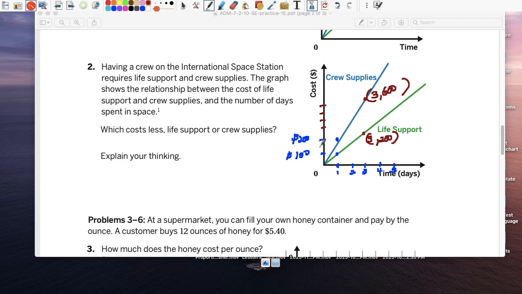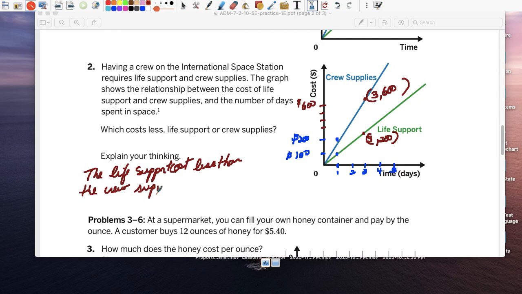So again, you can very clearly see, and you put these numbers to put some context, it's easy for you to visualize. You could have put other values, it doesn't matter. And if we were to compare, we can say which one is cheaper. Which cost was it? The life support costs less than the crew supplies for the same amount of days.